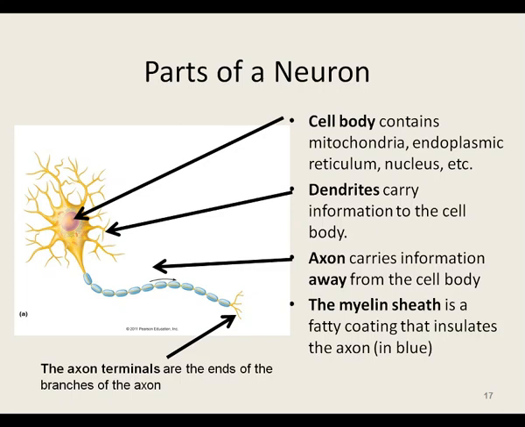The myelin sheath is a fatty coating that insulates the axon. The axon terminals are the ends of the branches of the axon. So if you look at the entire neuron, the information comes in through the dendrites, goes to the cell body, travels through the axon, and then to the axon terminals. This is the direction that information flows. What type of information? Sensory information, motor information, whatever information happens to be sent through the neuron. Not all neurons look exactly like this, but we're not going to go into the different types of neurons.